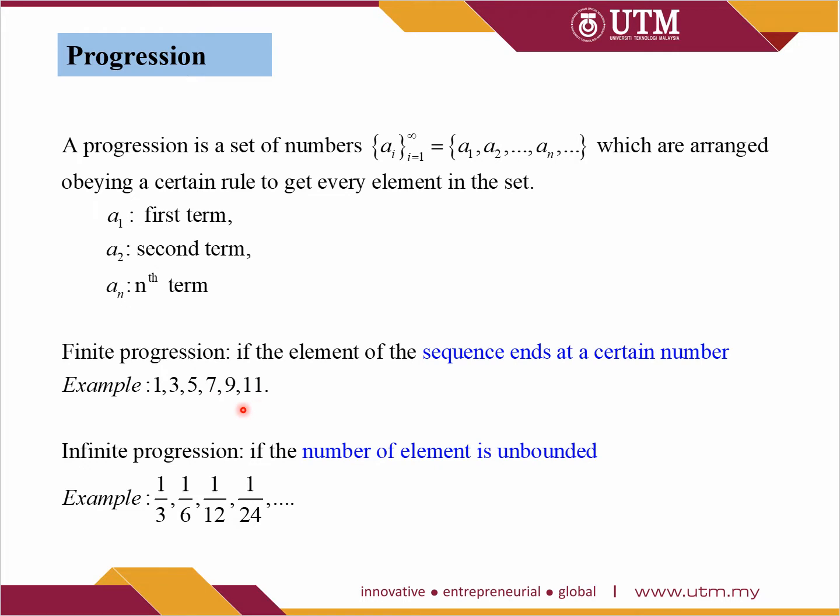The second type of progression is infinite progression, given that the number of elements is unbounded. So we can see here, this progression starts with 1/3, 1/6, 1/12, 1/24, up to a different number. So meaning that this sequence doesn't stop. Okay, so we call it an infinite progression.